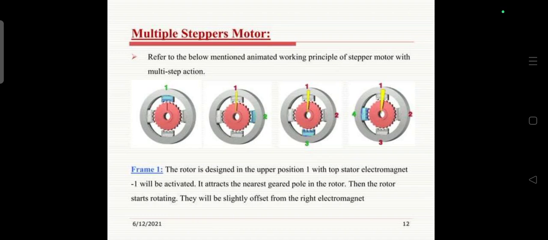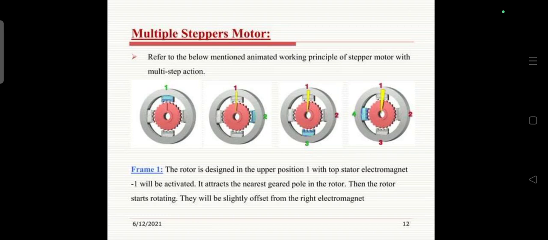Then frame 2. The top electromagnet 1 is deactivated and the right side electromagnet 2 will be activated, pulling the teeth into alignment with it. That is, consider we have a 100 step motor. It gives 3.6 degrees of rotation for each step.